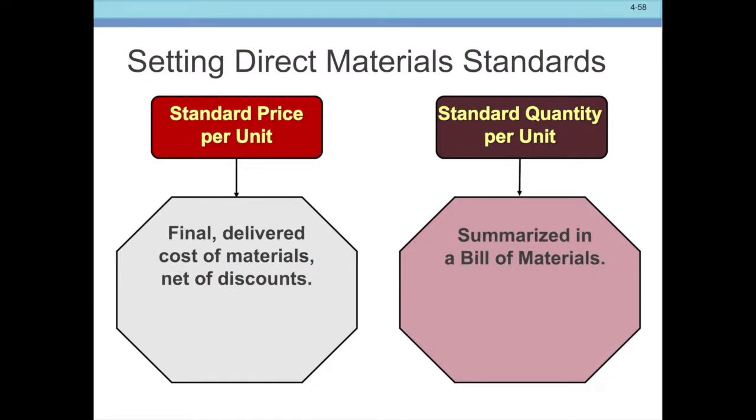As I said, we're going to look at direct materials, direct labor, and overhead in these variances. There's three different sets of variances we're going to look at. This first one's direct materials. So the standard price per unit is the final delivered cost of materials net of discount. So that's the standard price. And the standard quantity per unit is summarized in the bill of materials. So the standard quantity would be how many slices of bread in a Big Mac? 3. How many slices of bread in a quarter pounder with cheese? 2, right? So we have direct materials.